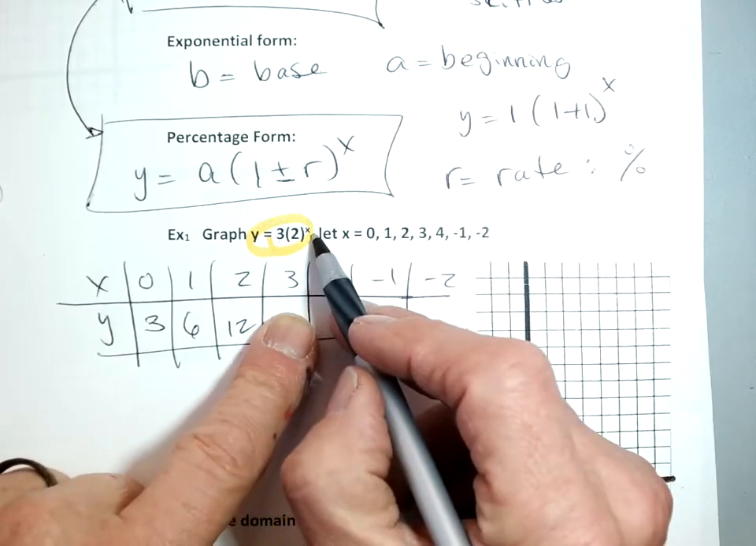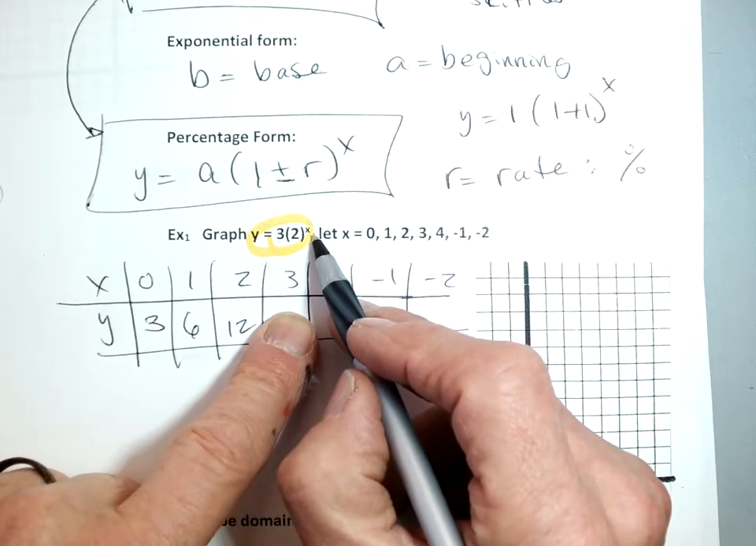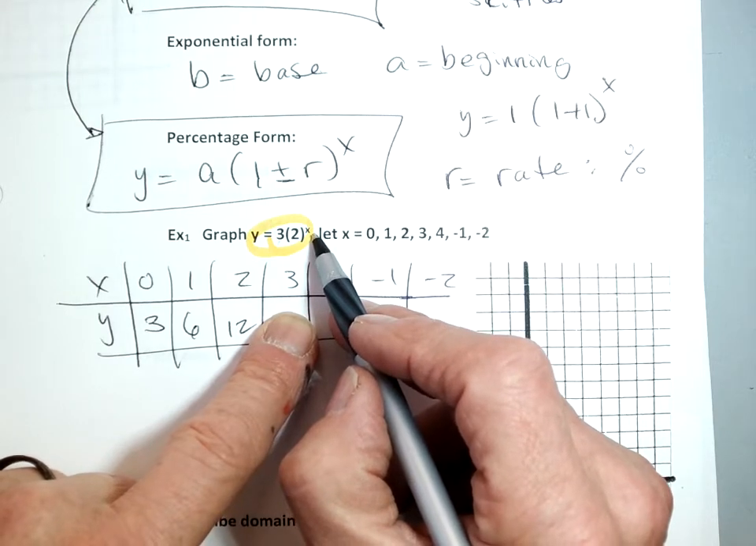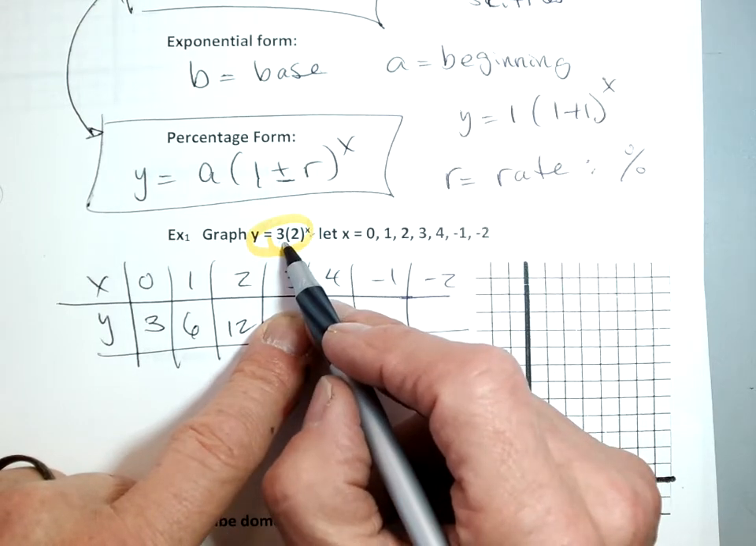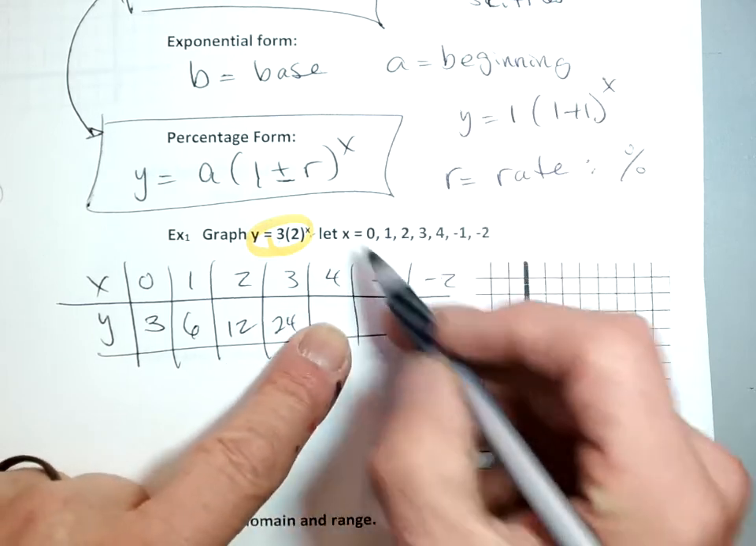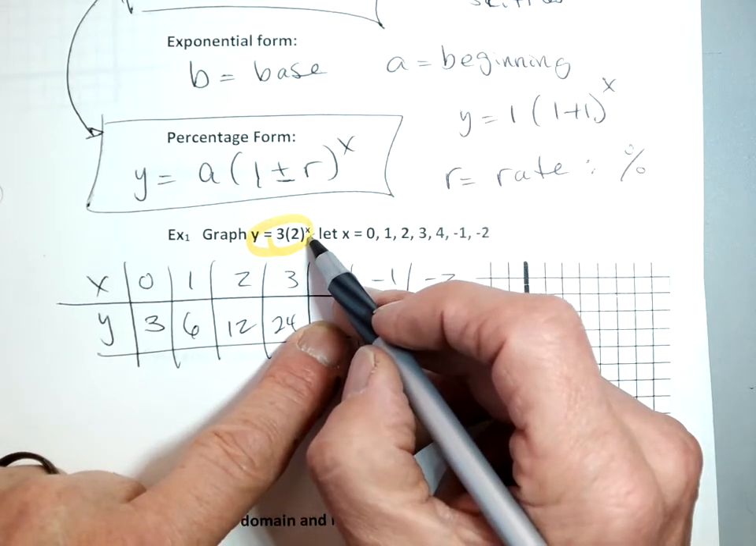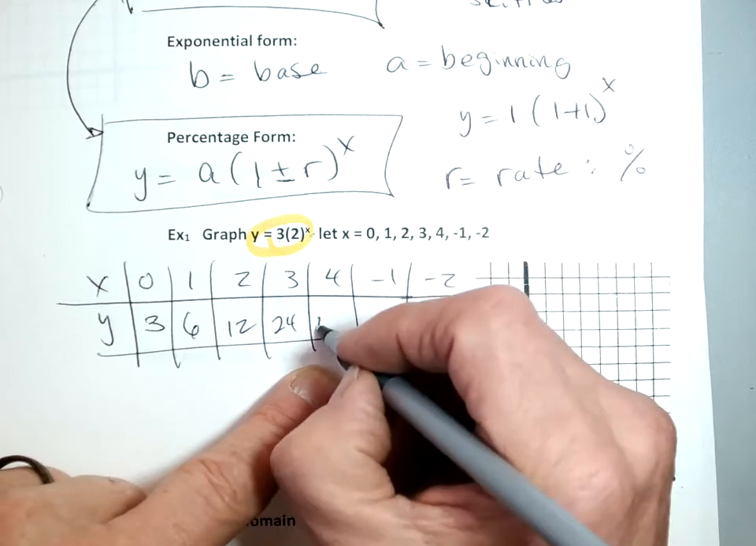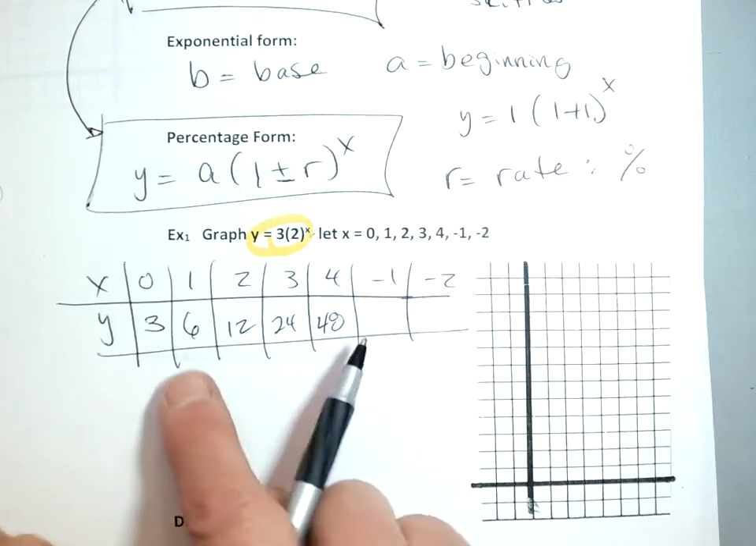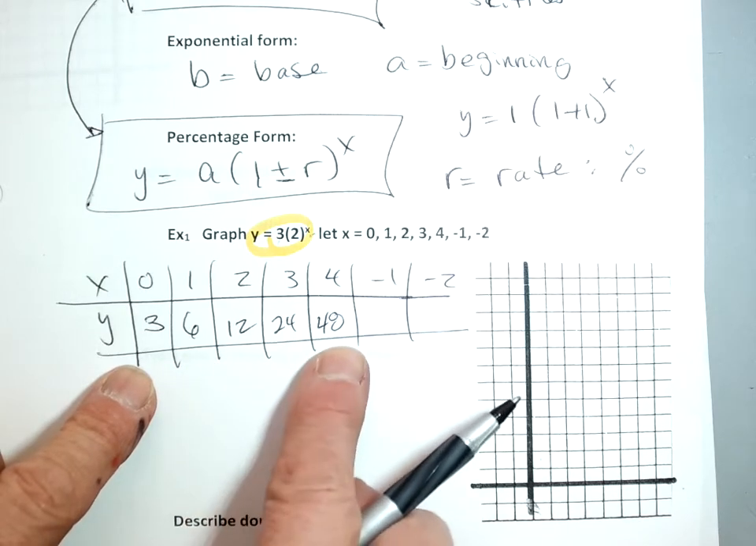If I put a 3 in here, 2 to the third power is 8. 8 times 3 is 24. If I put a 4 in here, 2 to the fourth power is 16. 16 times 3 is 48. So do you see the pattern? What's going on here? It's doubling.